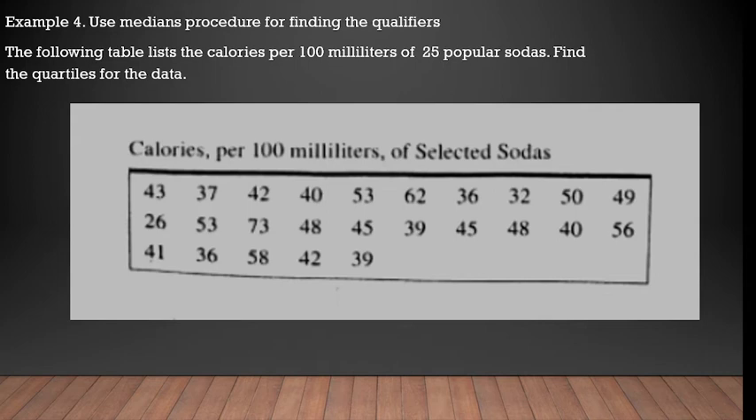So, example number 4. Use the median procedure for finding the quartiles. The following table lists the calories per 100 milliliters of 25 popular sodas. Find the quartiles for the data. As you see in the table, there are grouped data values: 43, 37, 42, 40, 53, 62, 36, 32, 50, 49, 26, 53, 73, 48, 50, 40, 45, 39, 45, 48, 40, 56, 41, 36, 58, 42, and 39. Next slide.